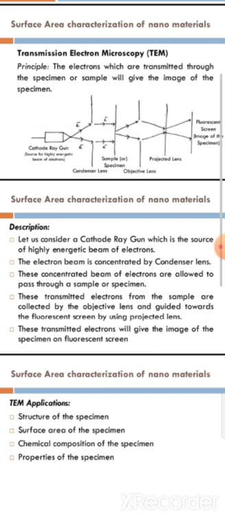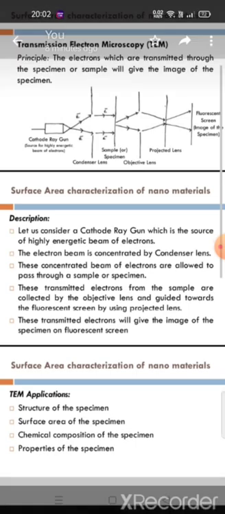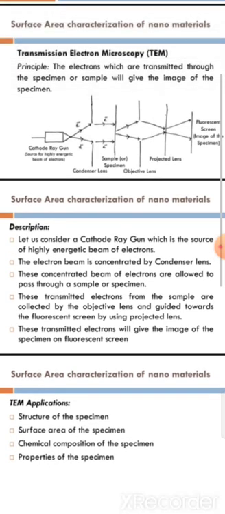Description: let us consider a cathode ray gun, which is the source of a highly energetic beam of electrons. The electron beam is concentrated by the condenser lens. This concentrated beam of electrons is allowed to pass through a sample or specimen. These transmitted electrons from the sample are corrected by the objective lens and guided towards the fluorescent screen by the projector lens. These transmitted electrons will give the image of the specimen on the fluorescent screen. TEM applications are structure of the specimen, surface area of the specimen, chemical composition of the specimen, and properties of the specimen. Here the whole sample will be analyzed.